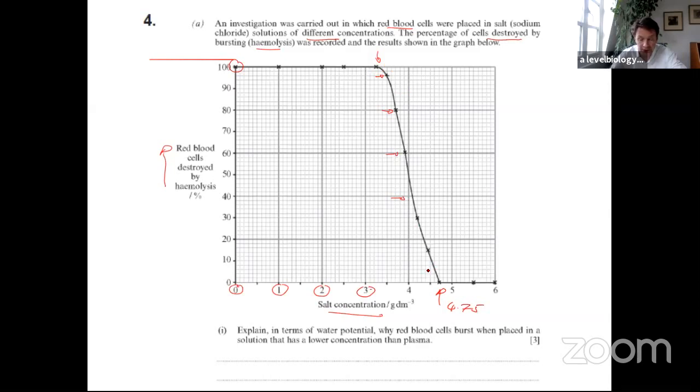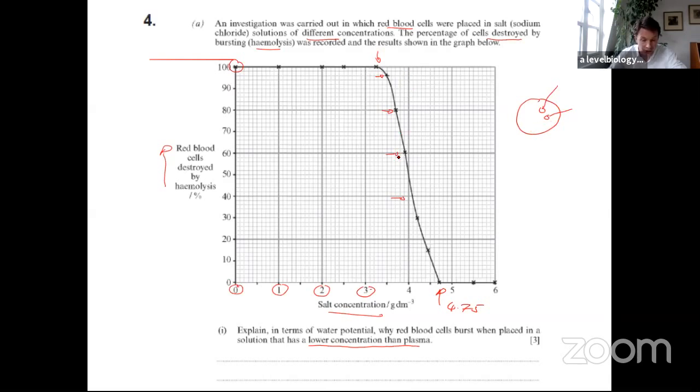external solutions. Now, explain in terms of water potential why red blood cells burst when placed in a solution that has a lower concentration than plasma. That's because the water moves in, down its water potential gradient, the cytoplasm swells, and the cell bursts.